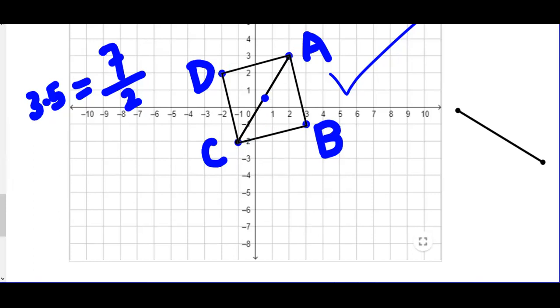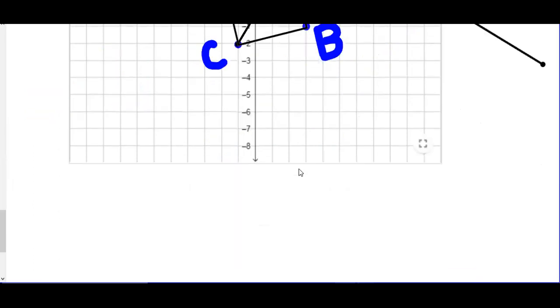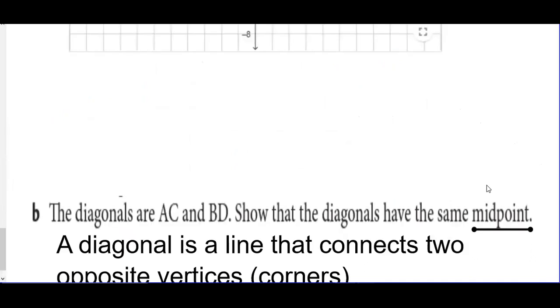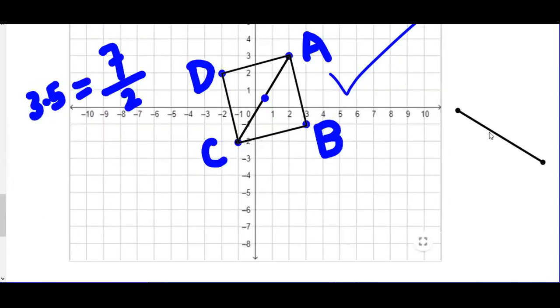Guess what? They've said, show that the diagonals have the same midpoint. How do I do that? So what I'm going to do is take this other diagonal and put it here. And now I'm going to repeat the process. Look, this is the other diagonal.